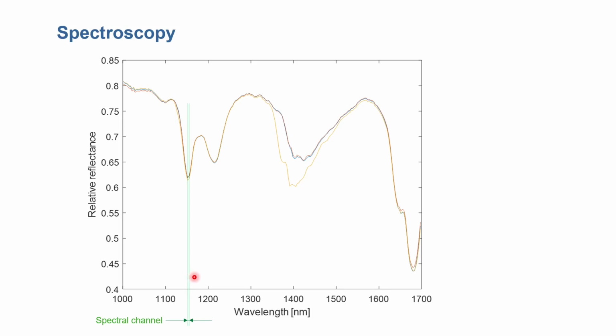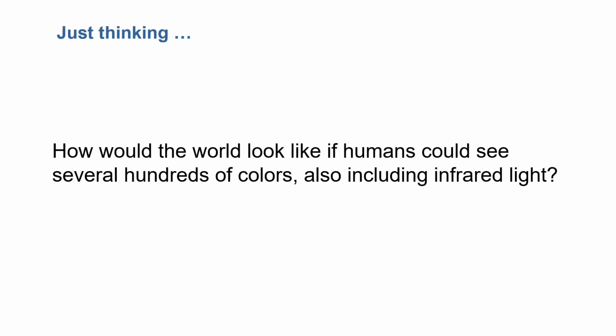The very narrow spectral channel can somehow be compared with the photoreceptors inside the retina of our eyes. It's only that in the retina of our eyes, we use just three types of receptors: red, green, and blue light. Here we have hundreds of spectral channels for the spectroscopy method. How do you think the world would look if humans could see several hundreds of colors, also including infrared light? I'm just thinking now.